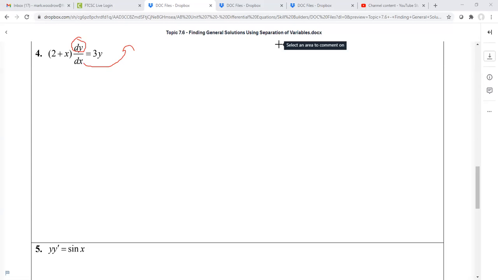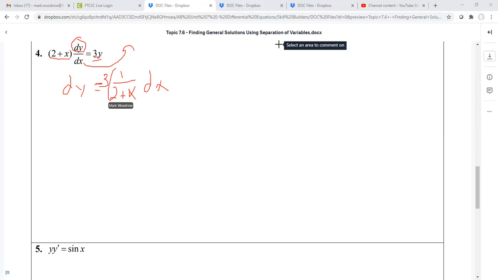So what I want to do first is multiply the dx over to the other side. And this has an x with it, so I've got to get it over to the other side as well. So I have to divide each side by that. So this is going to be 1 over 2 plus x. And then this 3y has to go over with the dy because it's a y. Actually, I'm going to leave the 3. I'm going to leave the 3 on this side over here.